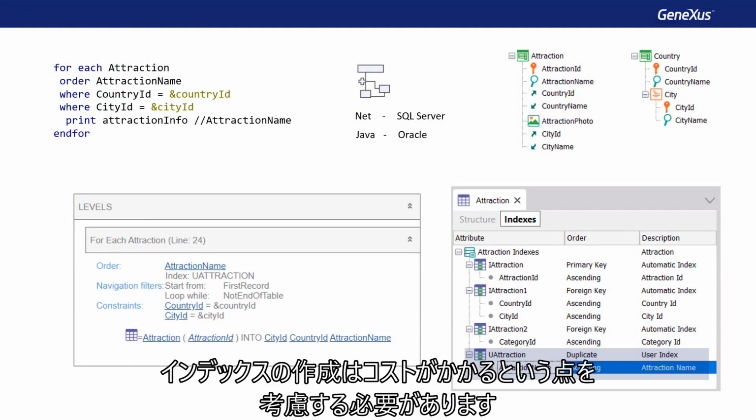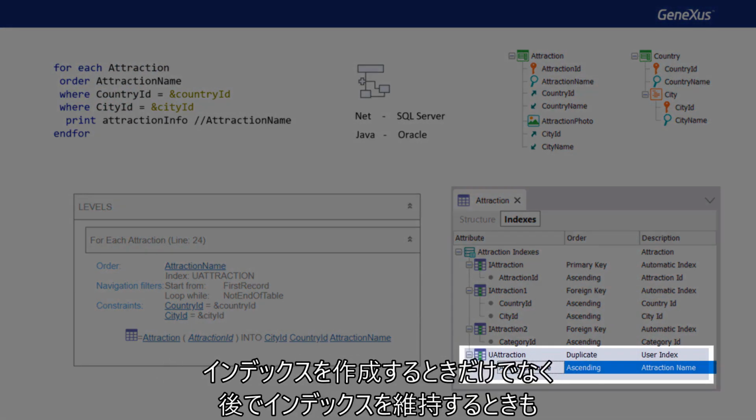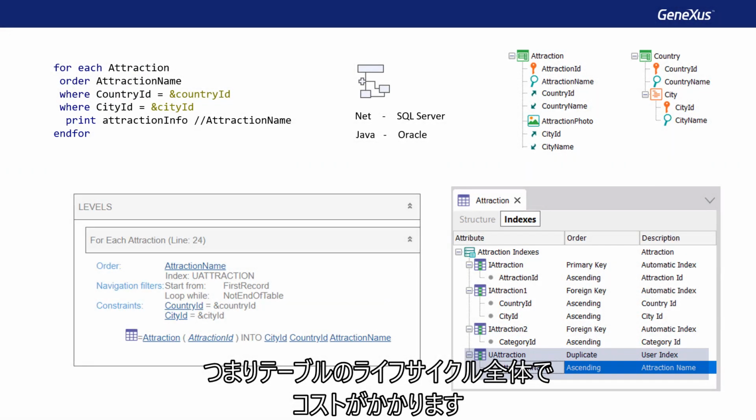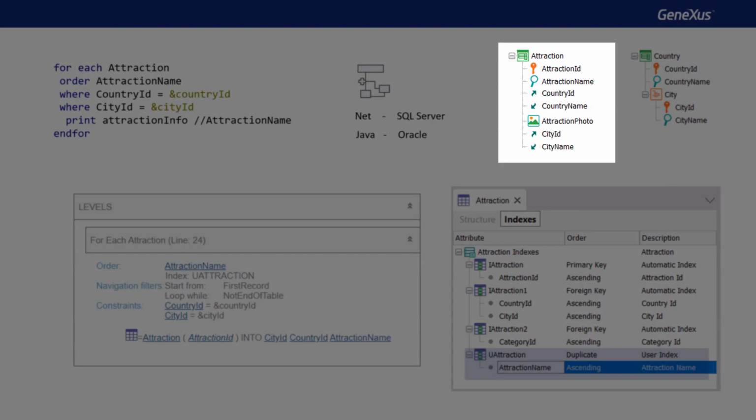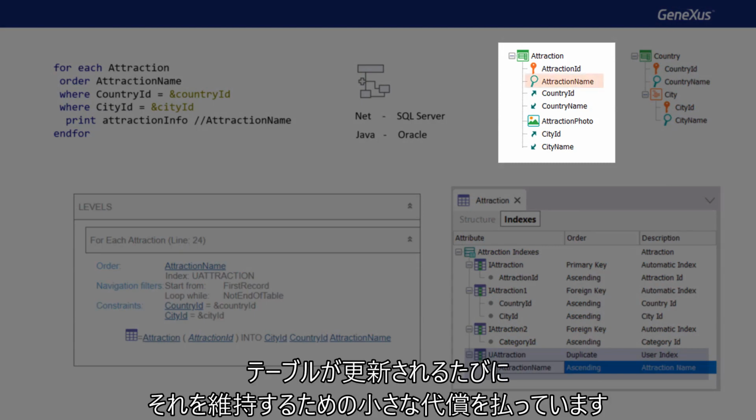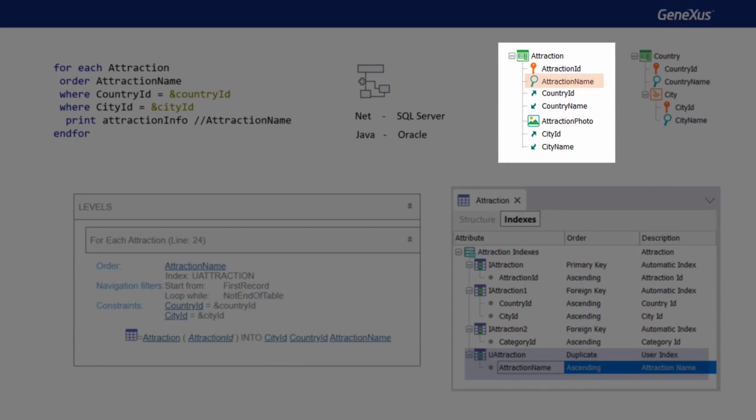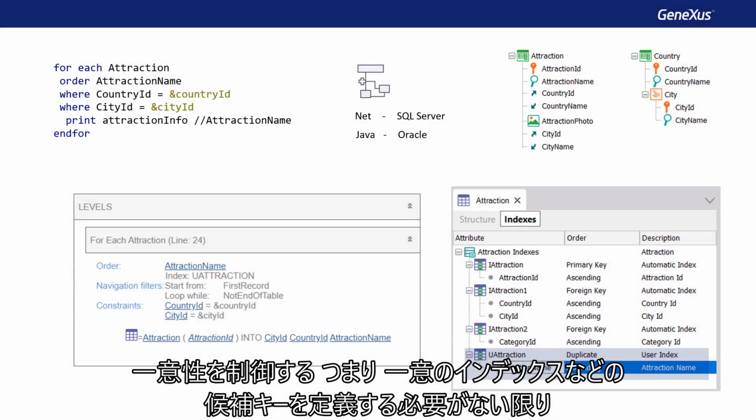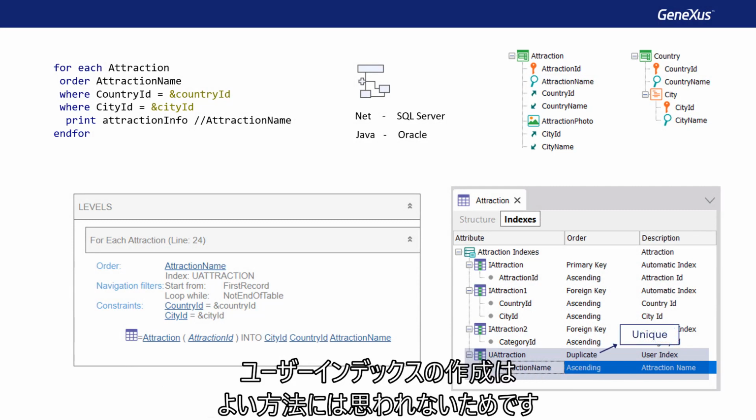We must take into account that creating an index is costly, not only when creating it, but also later on when maintaining it during the whole life cycle of the table. Every time the table is updated, a small price is paid to maintain it. That's why creating user indexes doesn't seem to be a good practice unless they're needed to control uniqueness, that is, to define candidate keys, such as unique indexes.